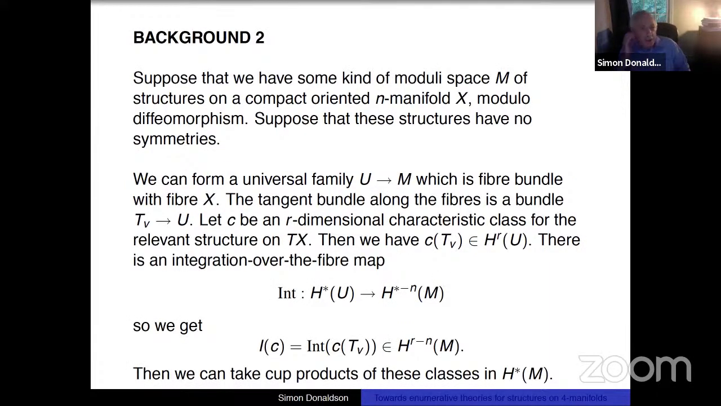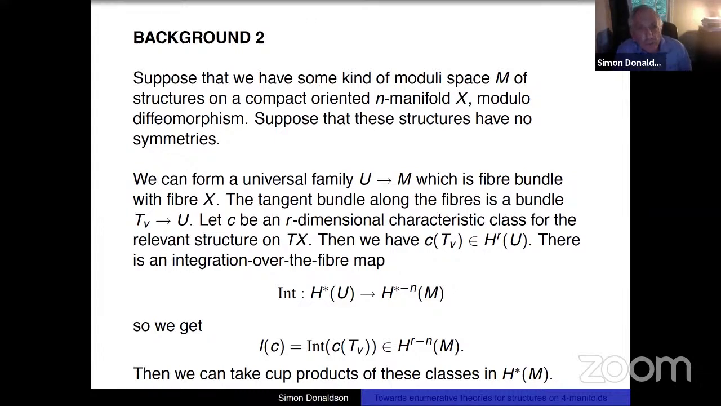So that's part of the background. The other part of the background is some general topological ideas of things you can do when studying structures on manifolds. So imagine we have some kind of moduli space of structures on a compact manifold X, a compact oriented manifold. By moduli space we mean we're studying these structures modulo diffeomorphism.